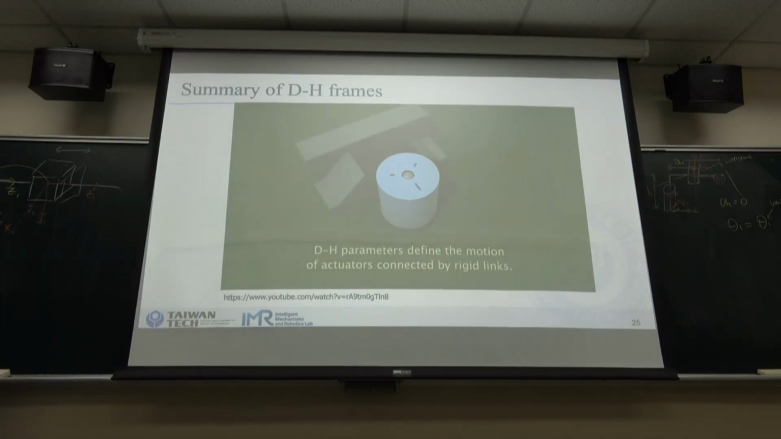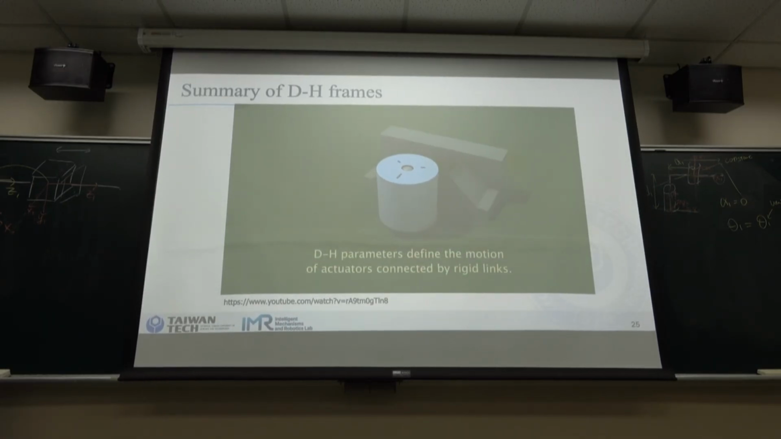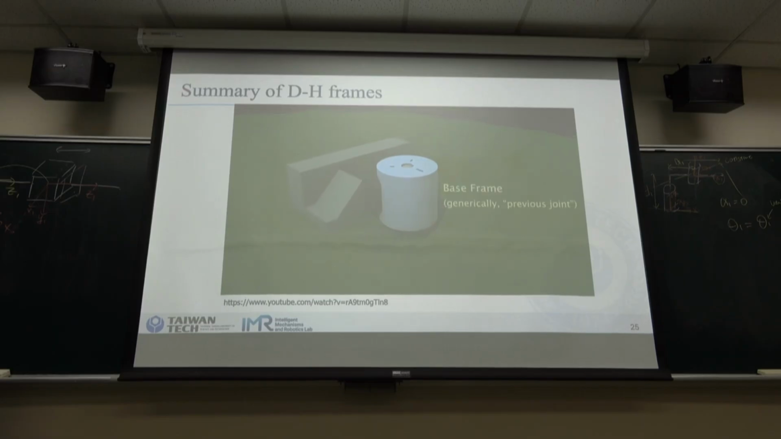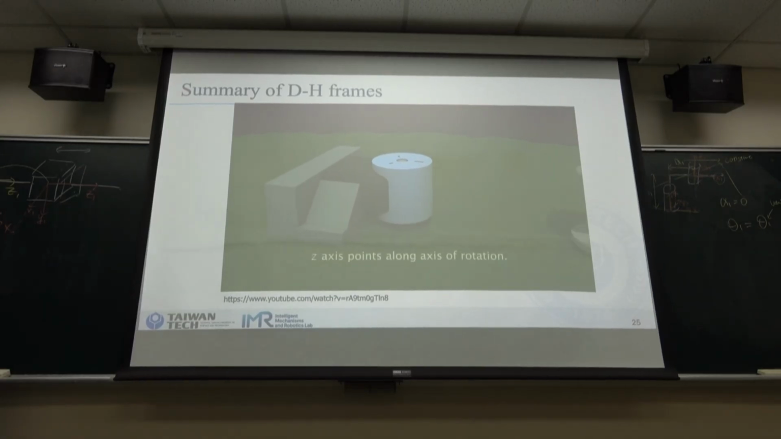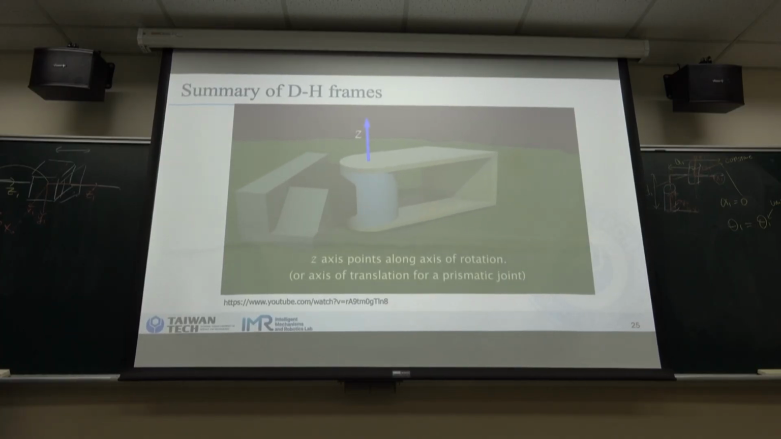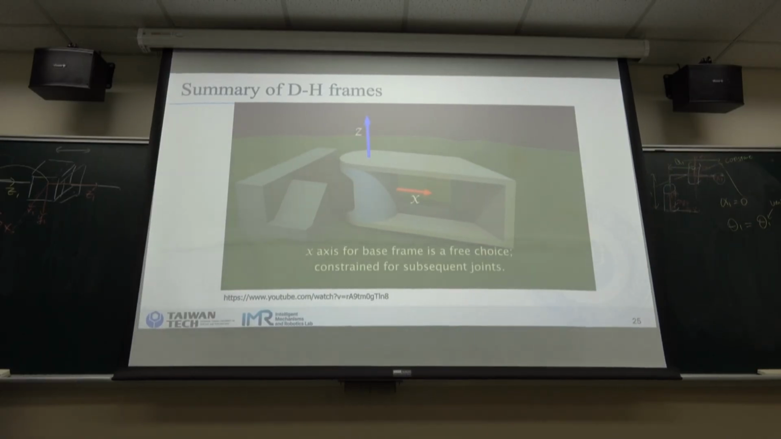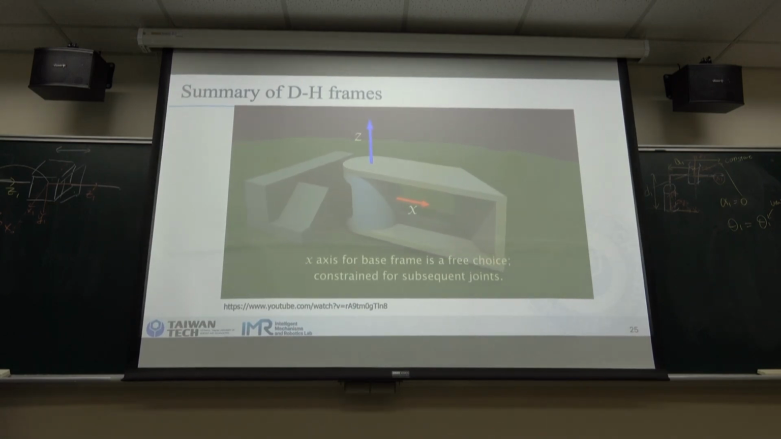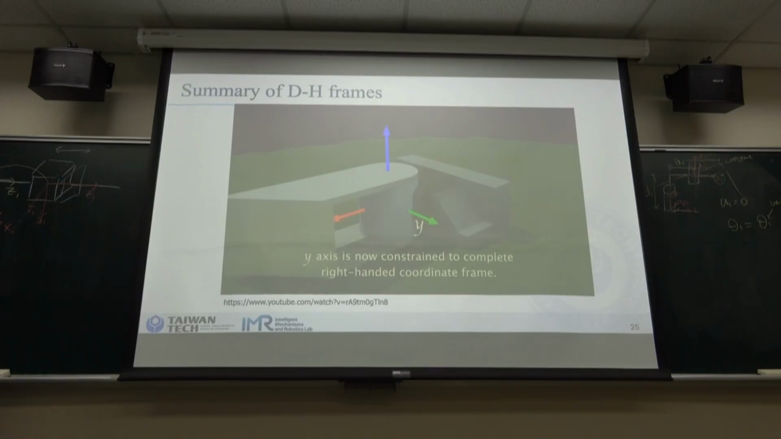Denavit-Hartenberg parameters are a way to simply describe the motion of a series of revolute joints. This is useful for efficient calculation of forward and inverse kinematics. The process begins by defining the z-axis along the axis of rotation for revolute joints, or the axis of translation for prismatic joints. Since this is the first joint, the x-axis is a free choice. For later joints, each x-axis will point away from the previous joint. The y-axis simply completes the right-handed reference frame.